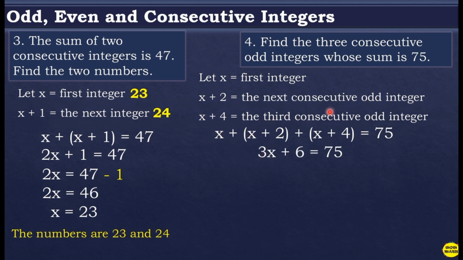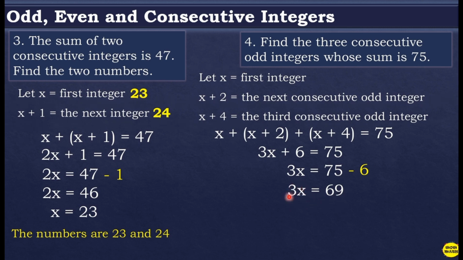Combining like terms, we have x plus x plus x, which is 3x, and 2 plus 4, which is 6, is equal to 75. So 3x plus 6 is equal to 75. Transpose positive 6 to the other side, and that would become negative 6. So we have here now 3x is equal to 75 minus 6. 75 minus 6 is equal to 69.